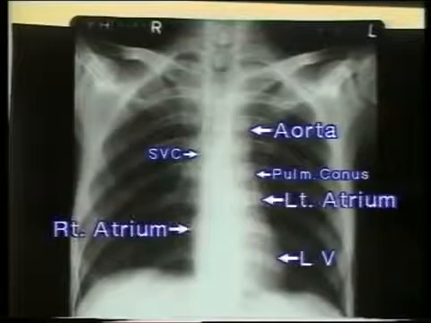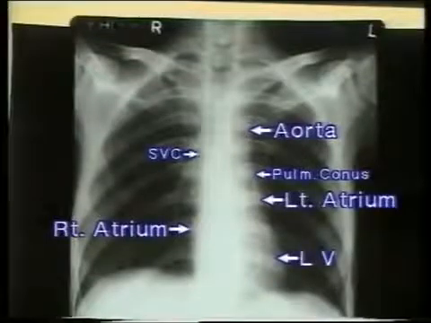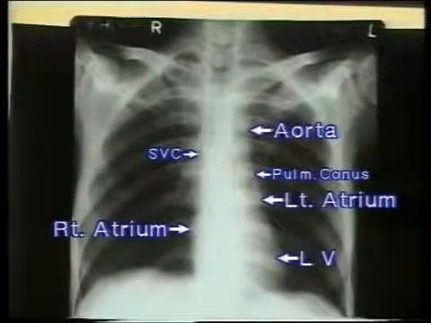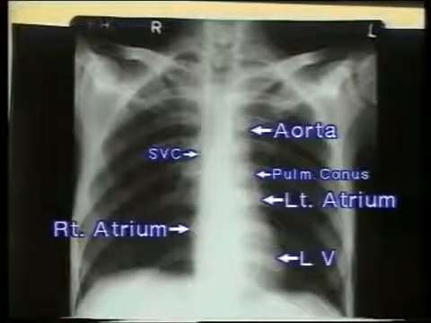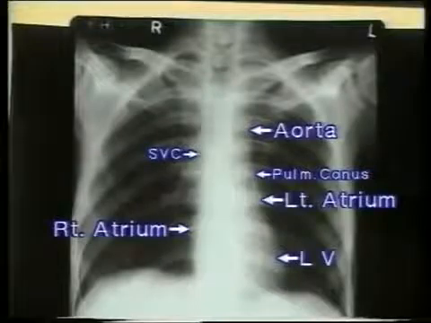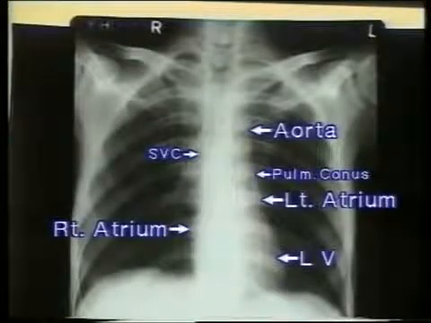The left cardiac border is made of aorta, pulmonary conus, left atrial appendage and the left ventricle. The right cardiac border is composed of superior vena cava and the right atrium. We will study the details later.